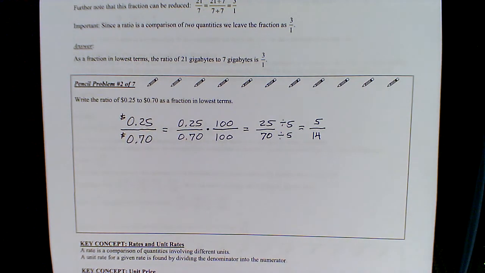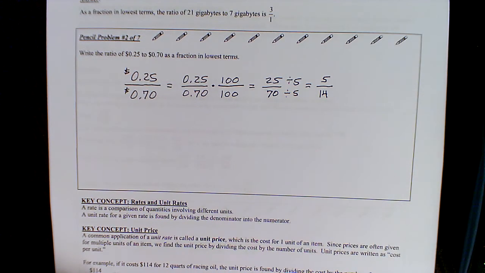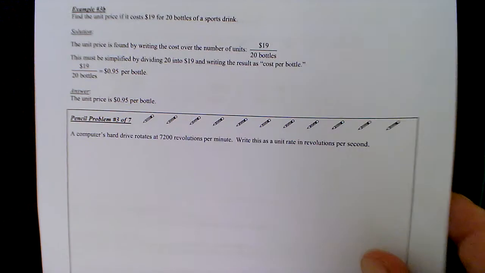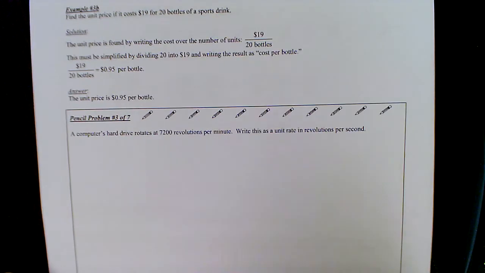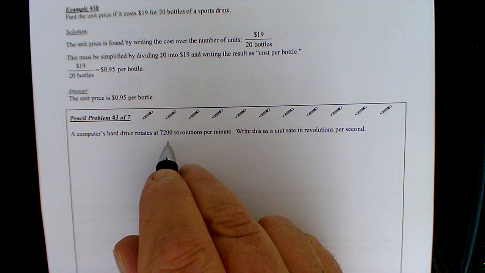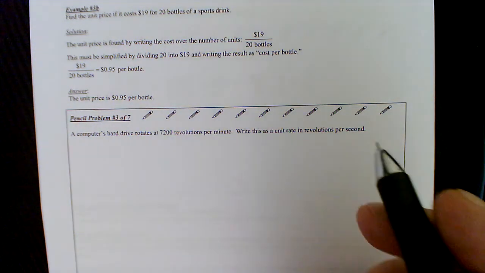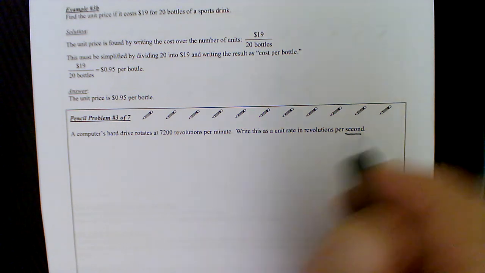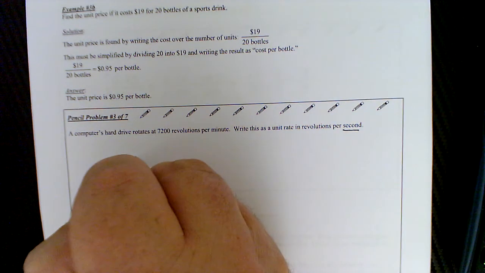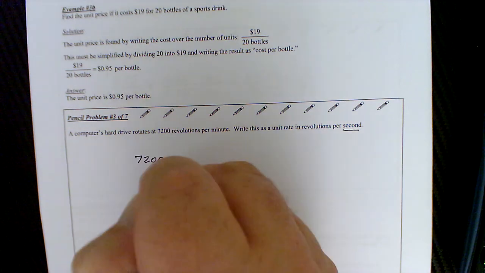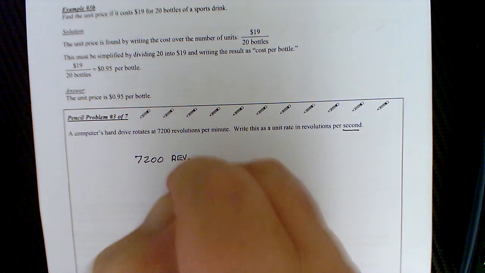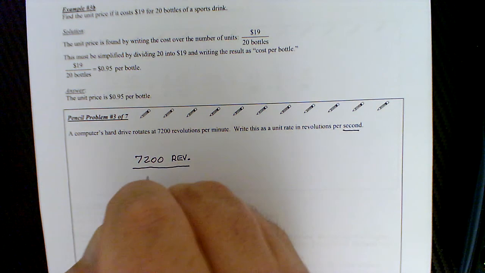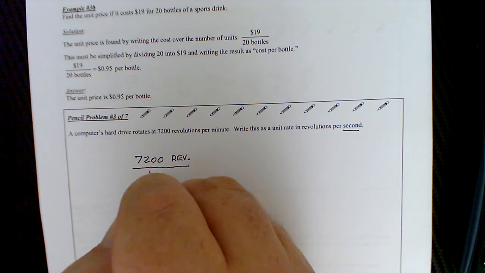Okay, next we move on to unit rates and unit price. So you can read over the examples. And to the pencil problem, it says a computer's hard drive rotates at 7,200 revolutions per minute. Write it as a unit rate in revolutions per second. So per means division, so we're going to write 7,200 revolutions. I'll just abbreviate that. Divided by or over 1 minute.